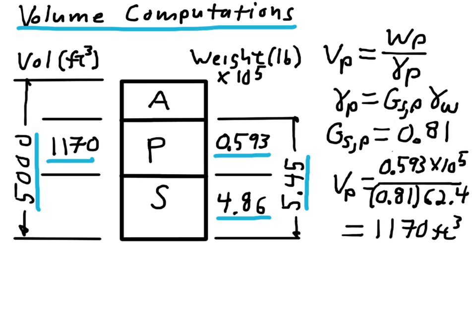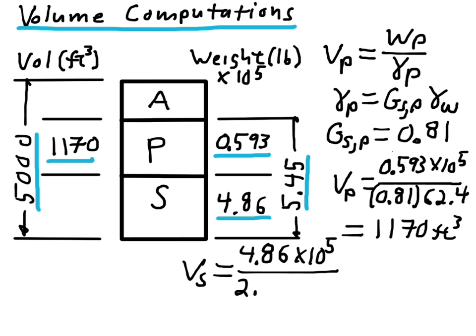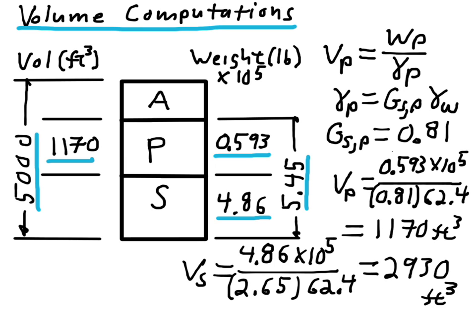Now I could stop here because the question being asked was just what is the total volume of the petroleum, but just for the sake of being complete, I'm going to calculate the volume of the solids, and the volume of the solids is simply equal to the weight of the solids divided by the unit weight of the solids, which is equal to the specific gravity of the solids, 2.65. That was given to you, times the unit weight of water. And if I run those numbers out, I'll find that there's 2,930 cubic feet of solid material. So now I have a complete phase diagram, I have all the quantities I need, and we've solved the problem.